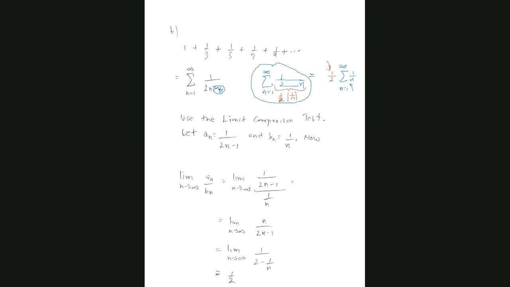Okay. Give you a chance to copy that. I want to make sure everybody's good. Okay, so the limit of a_n over b_n is equal to a half. What does that half mean?